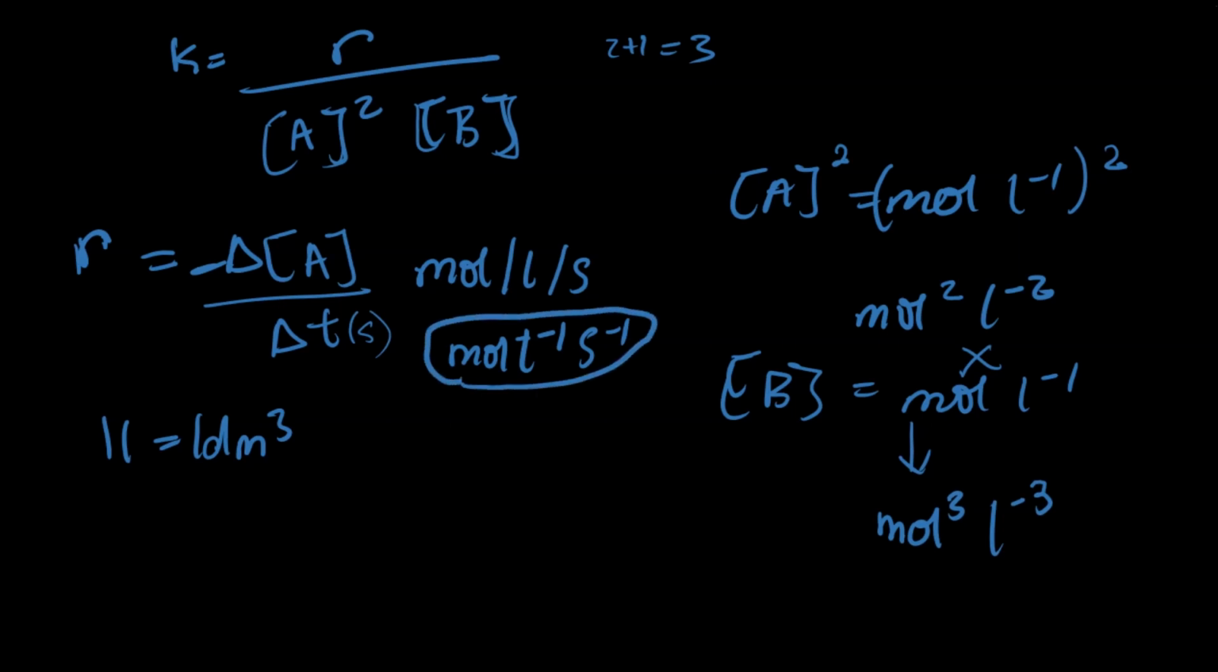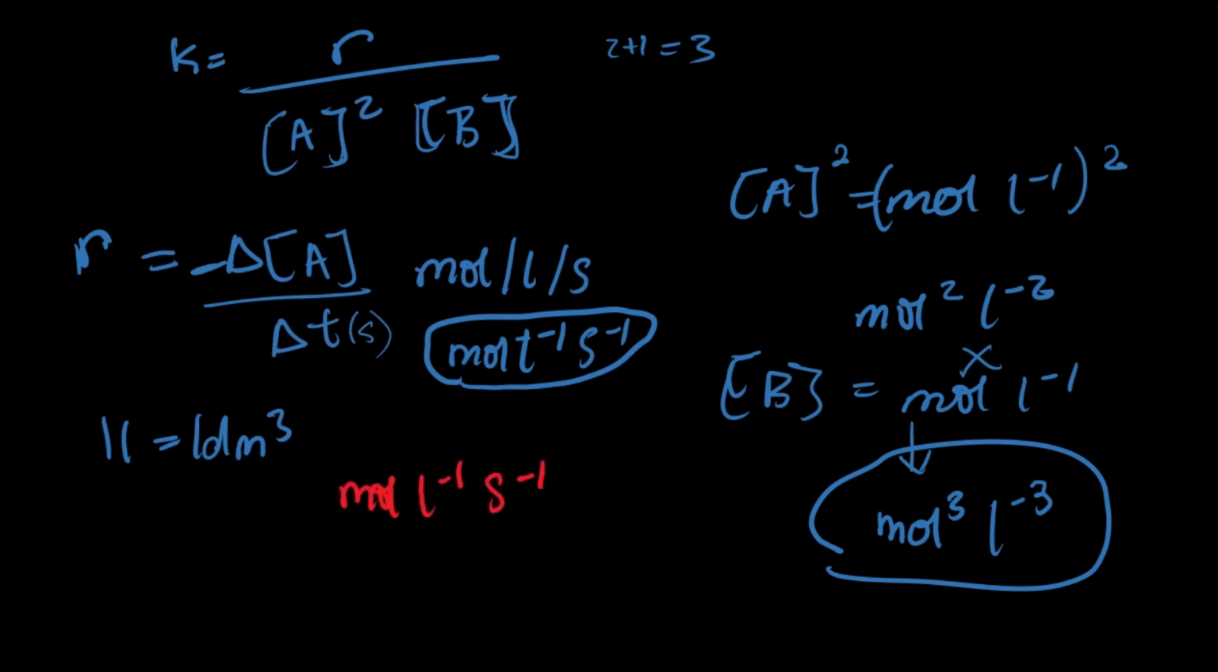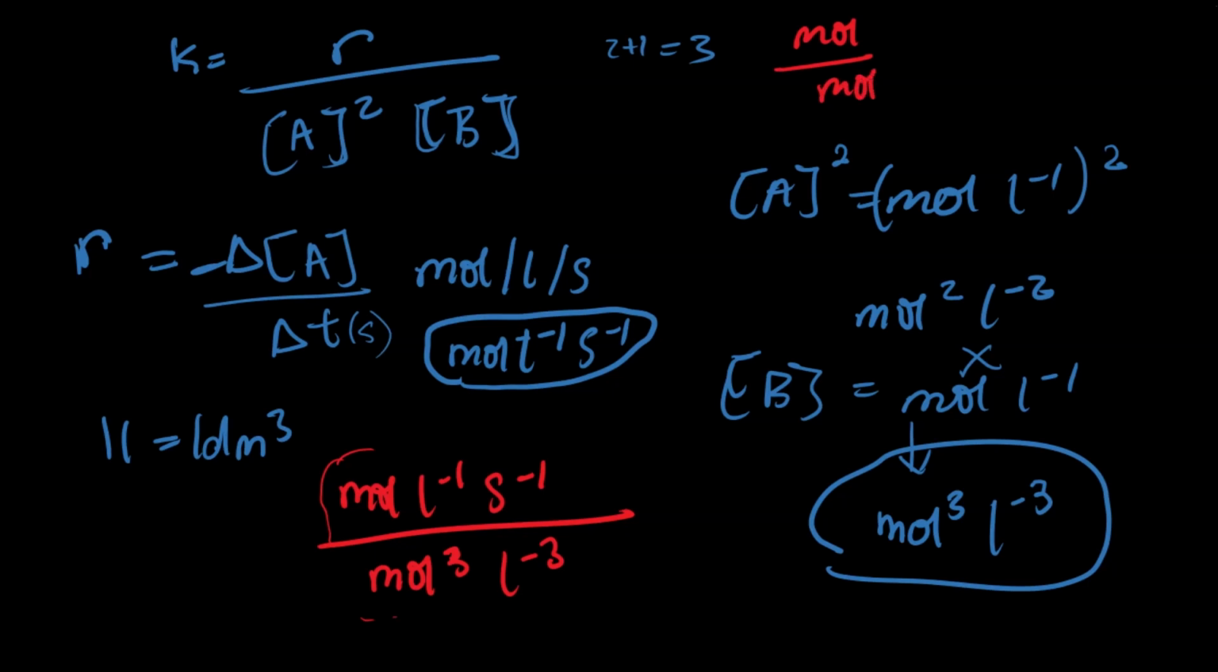Now combining all of this together, we would have rate divided by the concentration overall. So we would have moles per liter per second divided by moles cubed per liter cubed. Now we'll treat each of these individually. Moles divided by mole cubed would be mole to the power of -2. By the rules of exponents, it would be 1 minus 3, which is equal to -2.